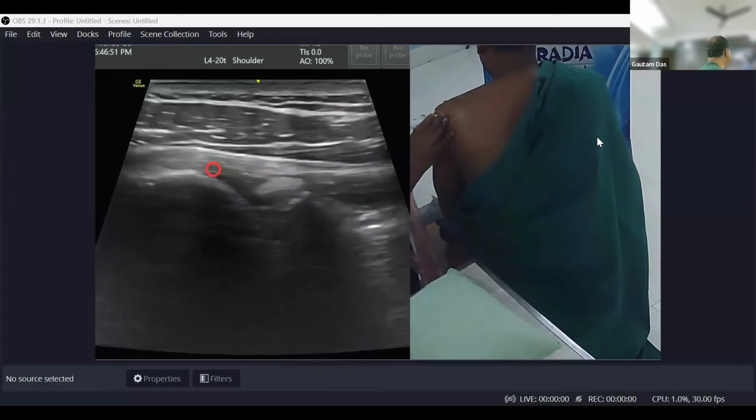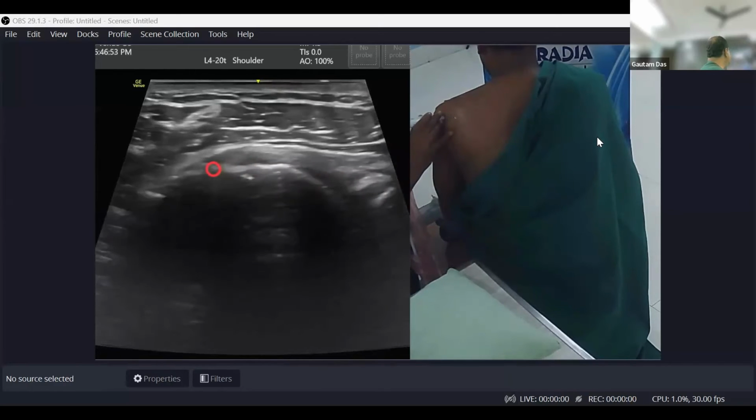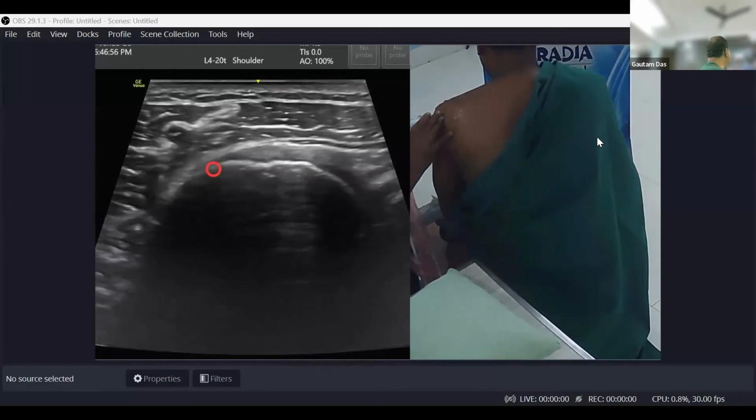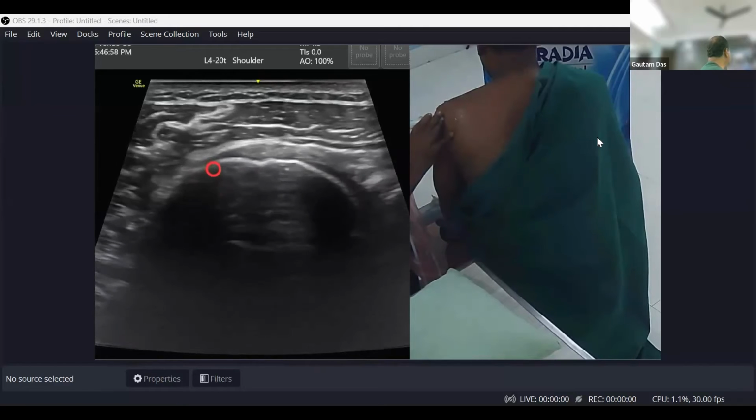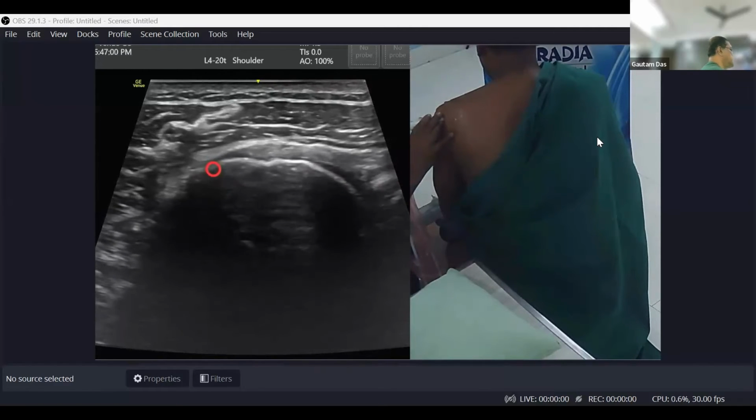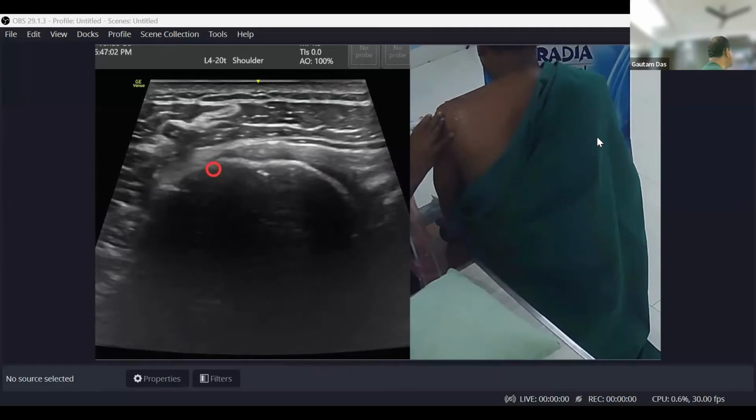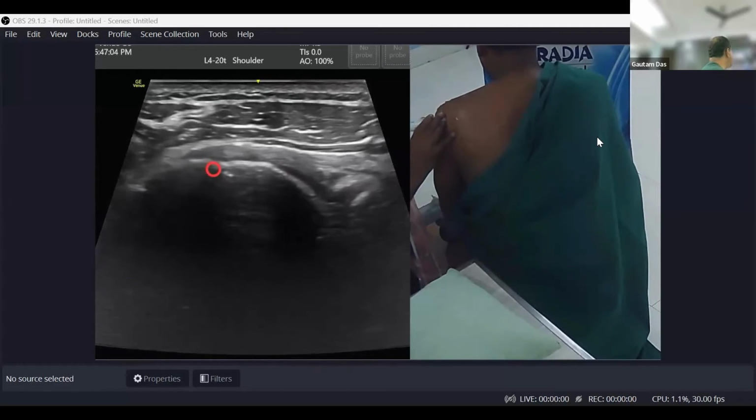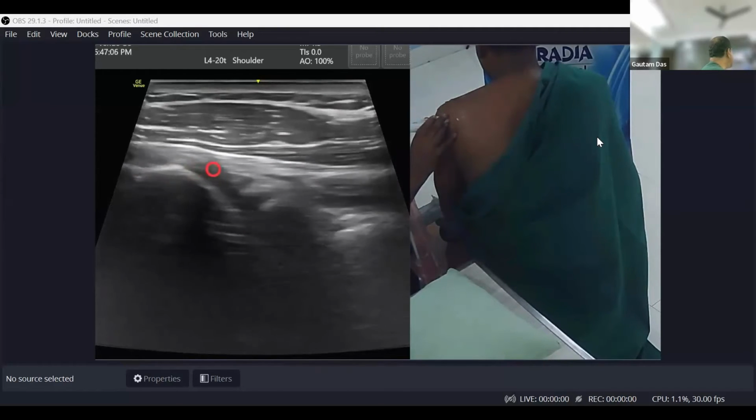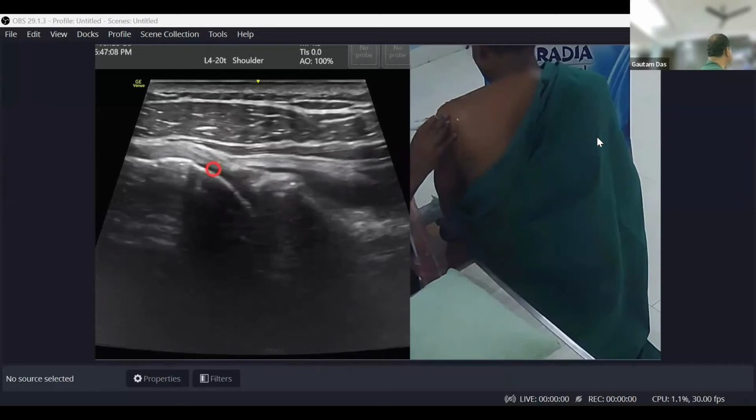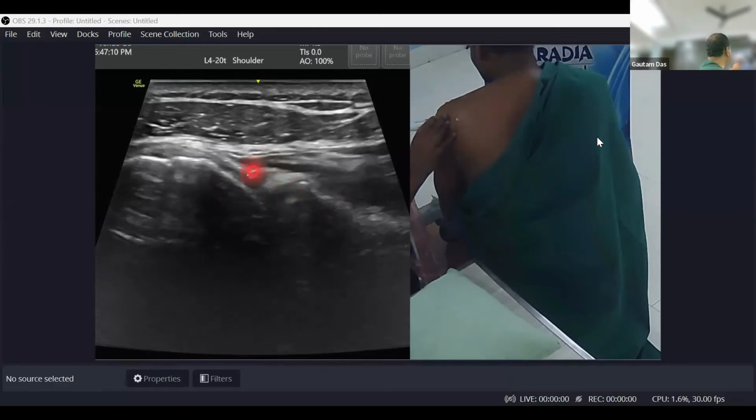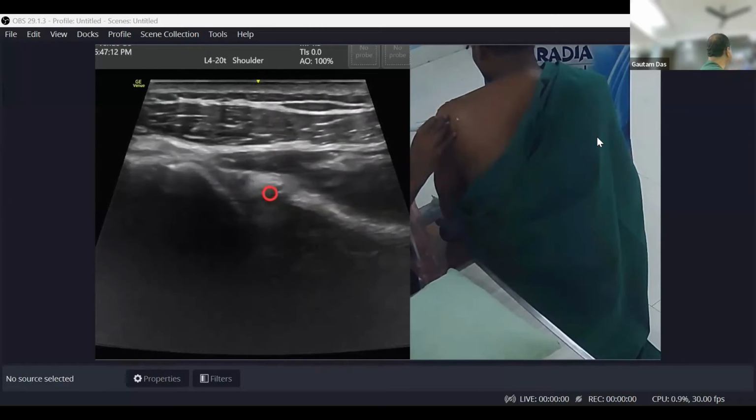If I'm going laterally, it is getting attached here, with a bird's beak appearance over the greater tubercle. Greater tubercle, superior facet: I already told you the supraspinatus is attached. Middle facet: the infraspinatus is attached. And at this point, what you can see here is this triangular hyperechoic area.